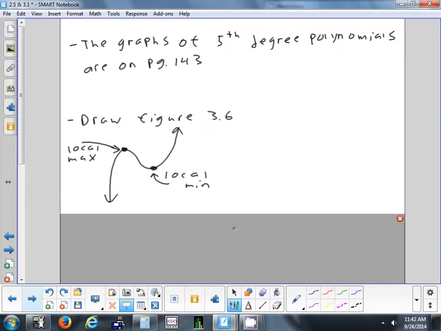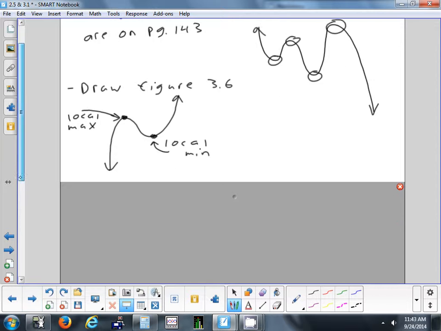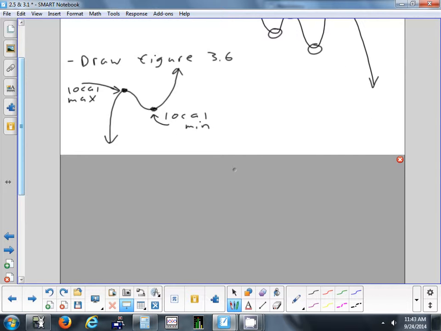Okay, 5th degree polynomials, you can look at those. They're on page 143. The idea is a 5th degree polynomial can turn 4 times. 1, 2, 3, 4, and that's it. So here's 1, 2, 3, 4 turns. But fitting in with an odd degree polynomial, one end goes up forever, one end goes down forever, with some turns in the middle. All these turns that I just circled in the middle, they're what we call local maxes or local mins.